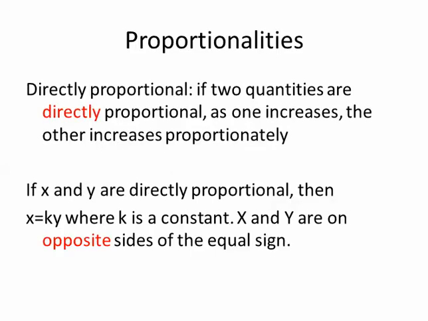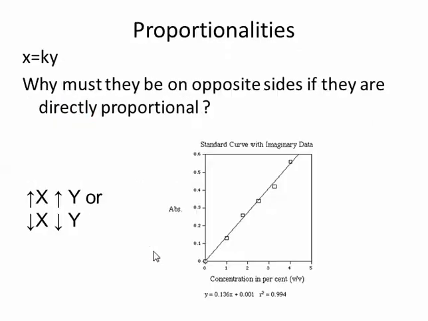Before we do that, we want to talk about a couple things. If two quantities are directly proportional, that means that as one increases, the other increases, or when one decreases, the other decreases. So if x and y are directly proportional, then if we write an algebraic equation for those two, then x equals ky, where k is a constant. So if they're directly proportional, then they will be on opposite sides of the equal sign.